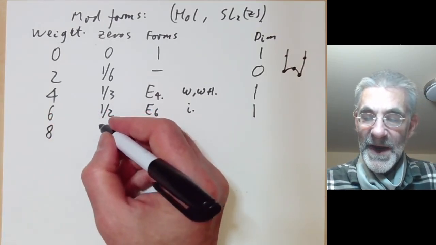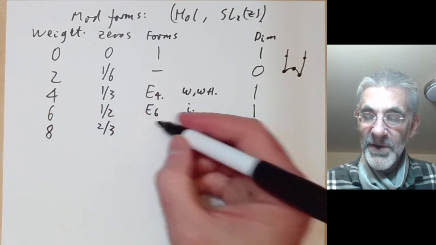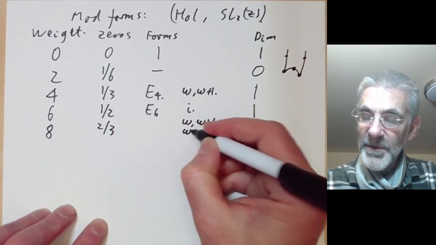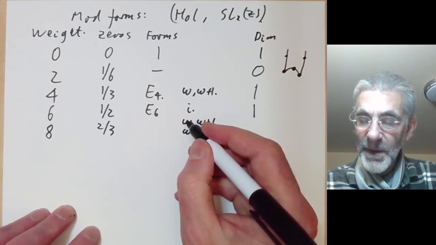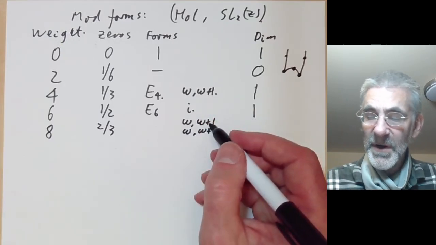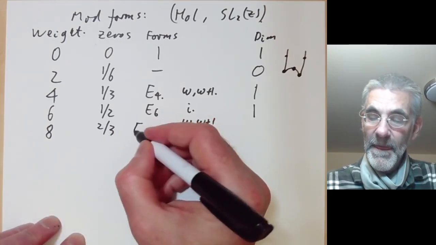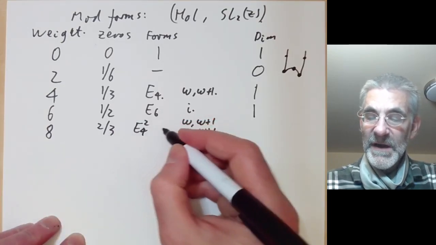Forms of weight 8 are similar. Here we get 2/3 of a zero. So we must have zeros at omega and omega plus 1. It must have a double zero at omega and a double zero at omega plus 1, because that's the only way you can get 2/3 of a zero. So we have such a form, which is E4 squared.